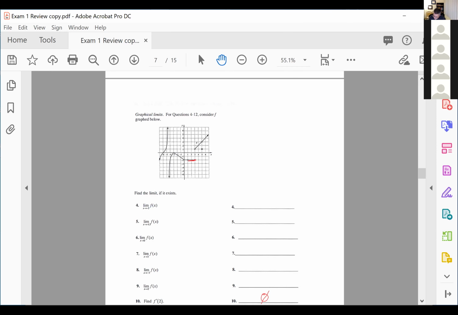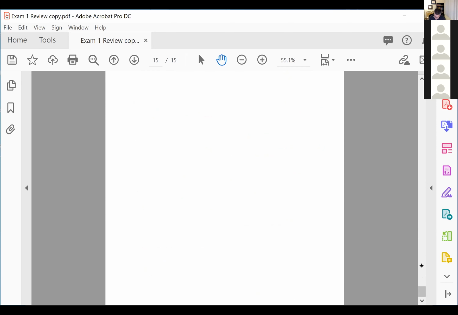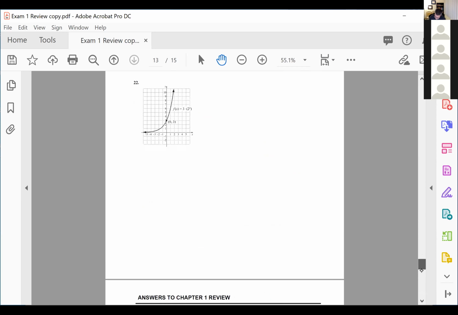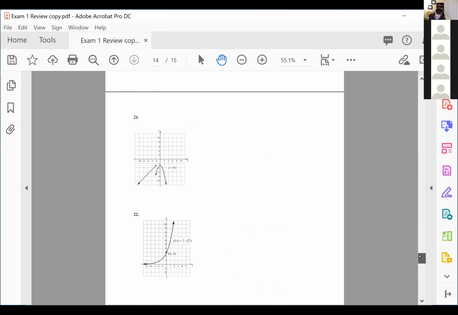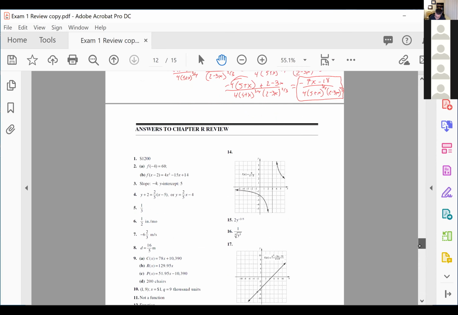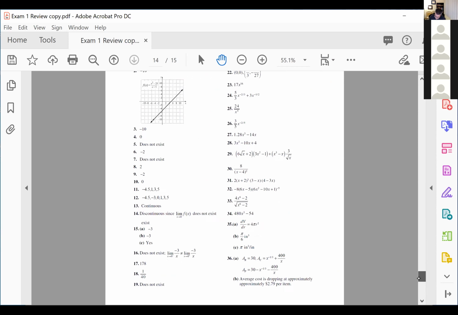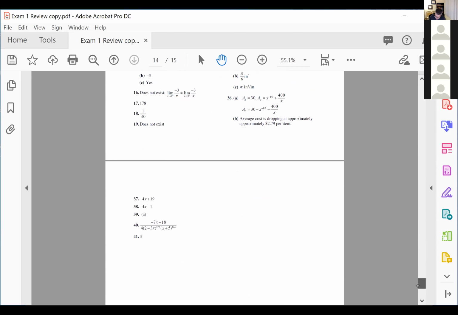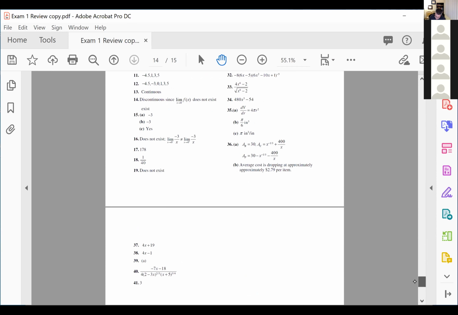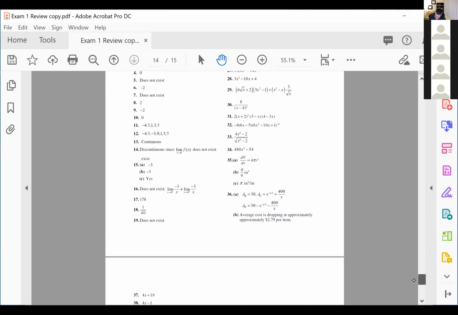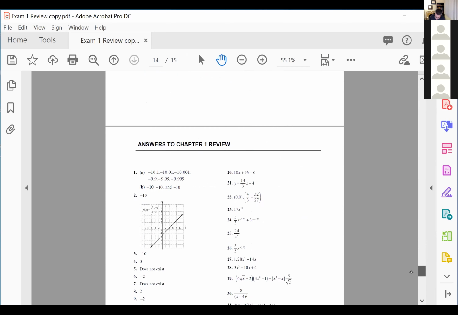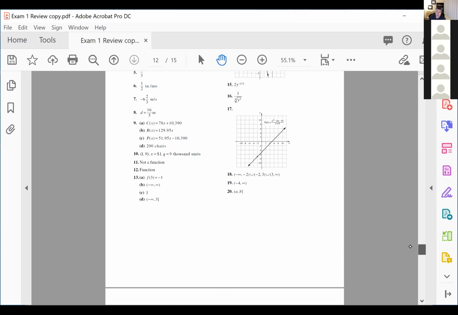Keep in mind that you do have the answers to all these, hopefully. You have the answers to chapter R review and the answers to chapter 1 review. So I'm just supplementing and saying, hey, I didn't know how to get the right answer, how did you get the right answer? But the answers are all there for you.